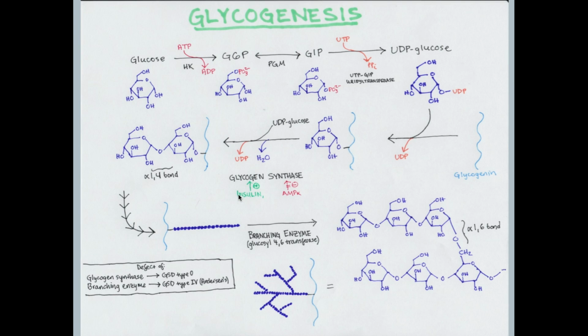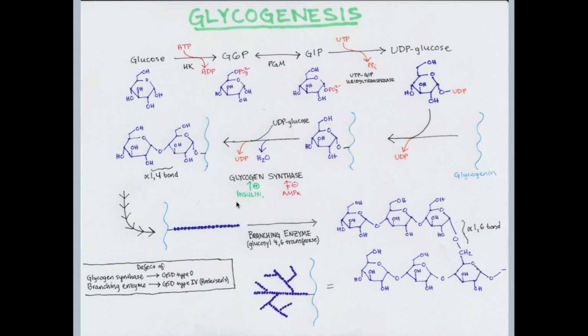So what regulates it? You don't need to memorize this because it makes perfect sense. When would your body want to form glycogen? Well, when you have enough glucose in your blood and you're pulling glucose into your cells, you will then store that. And so when you have enough glucose in your blood, what does your body secrete? It secretes insulin. Insulin is going to upregulate glycogen synthase.